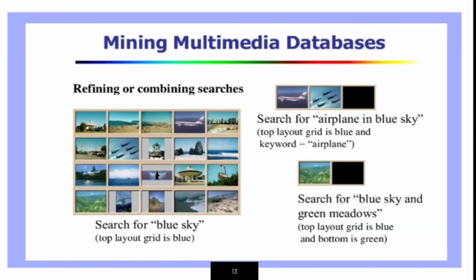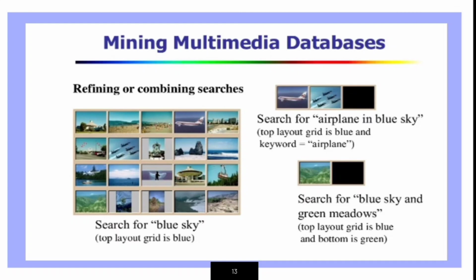In this slide, we are going to see a key example of how multimedia databases are mined. Mining is nothing but refining and combining the searches. On the left hand side, as you see, if you want to search for a blue sky, the multimedia database would mine by taking the top layout grid is blue as an example or as a key. Moving on to the next one, if you want to search for an aeroplane in the blue sky, it would take top layout grid is blue and the keyword as aeroplane as a whole key.